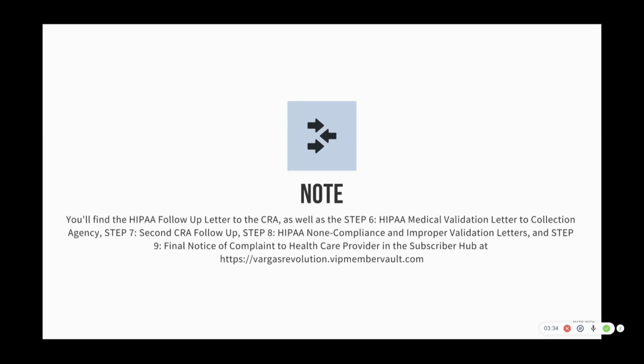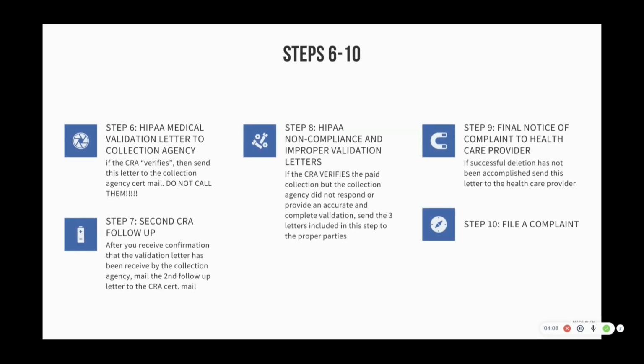Note that you'll find in the subscriber hub the first couple of letters plus the HIPAA follow-up letter to the CRA, as well as step number 6, HIPAA medical validation letter to collection agency, step number 7, second CRA follow-up, step number 8, HIPAA non-compliance and improper validation letters, and step number 9, final notice of complaint to healthcare provider, and I missed one. Step number 10, a sample complaint. Okay. So steps 6 through 10.